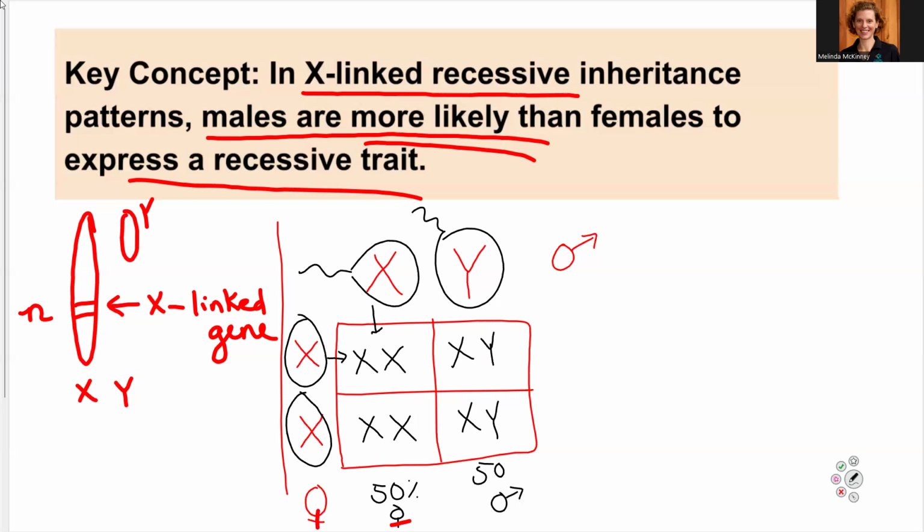So if we're looking at how to represent this, the type of notation, again, we're going to be using superscripts. So say we're going to look at color blindness. So capital N would be normal vision. This is an X-linked recessive trait. And then the lowercase n here is going to be color blindness.